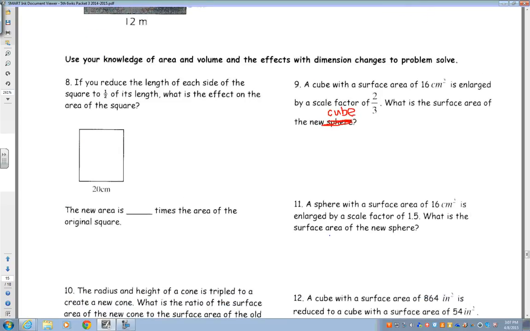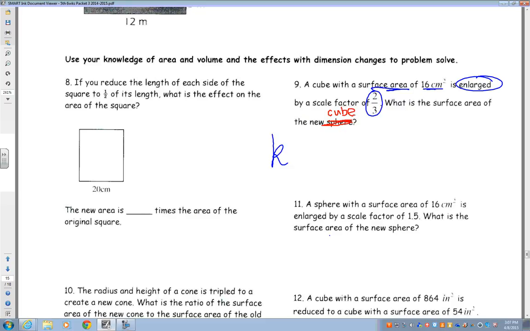All right, so there were some key words here that required you to use to help with the problem solving. Since the cube has a surface area of 16 centimeters squared, so we're talking about surface area. It is enlarged. The scale factor is 2/3. They want to know what is the new surface area of the new cube. So if it's enlarged, we know it has to be bigger than this number. Some of you had numbers that were smaller than that. And it's possible to still get the answer right using our scale factor.